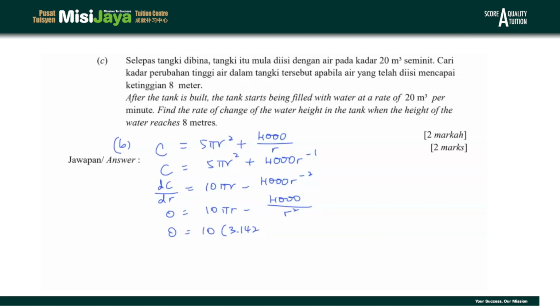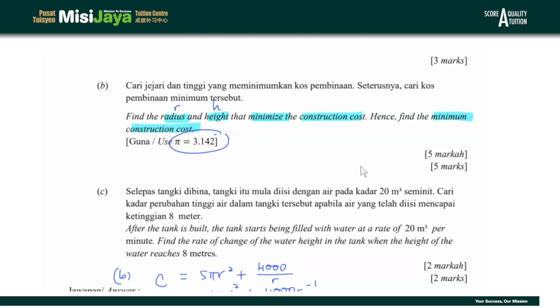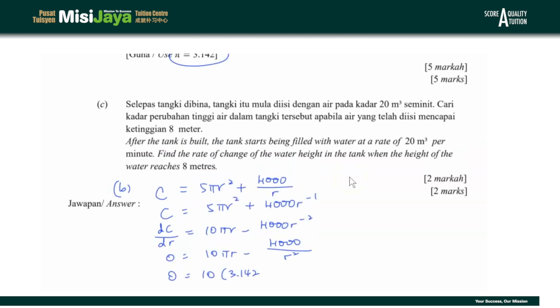Okay, because they asked us to use 3.142. Let's look at the question. They asked us to use pi is 3.142, then we don't use 22/7. We use 3.142, okay? So it's 3.142. Then after that, we minus 4,000.